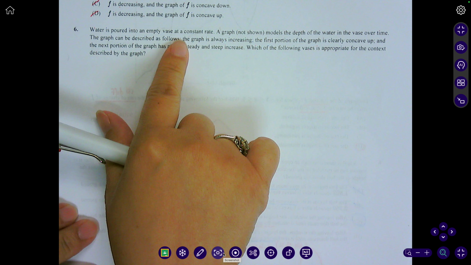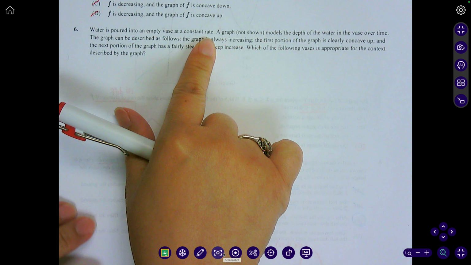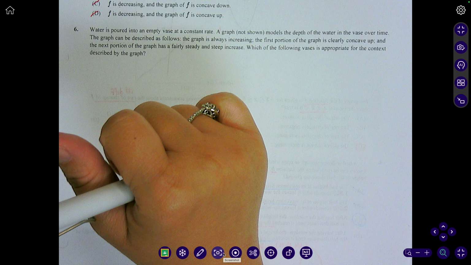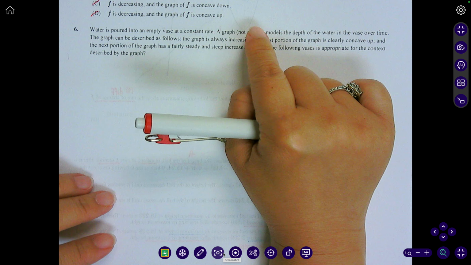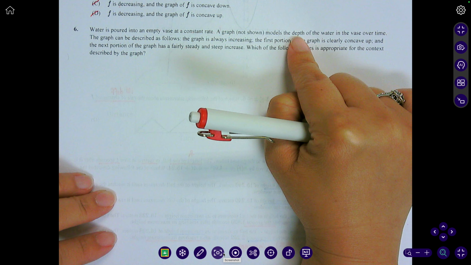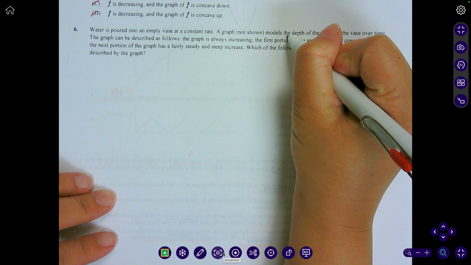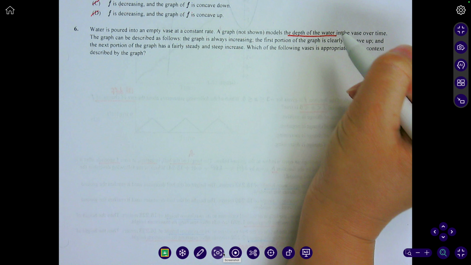Water is poured into an empty vase at a constant rate. That means, imagine you turn on the faucet and water just keeps going in, okay? The graph, not shown, models the depth of water in the vase over time. So the graph represents the height of water, or the depth of the water.